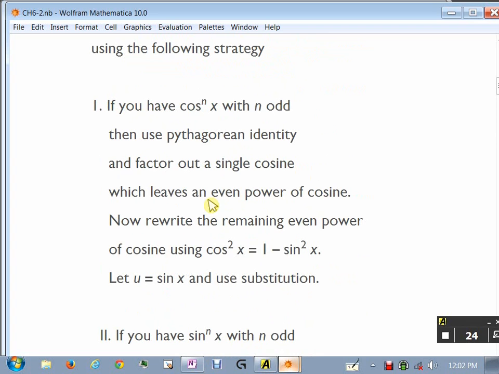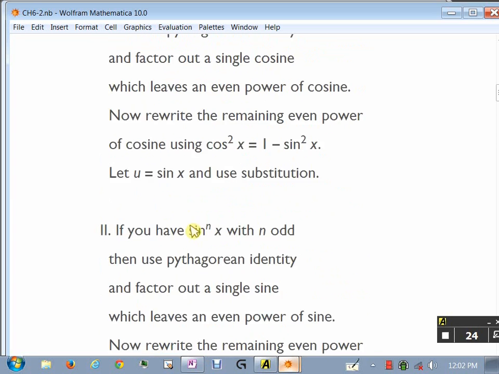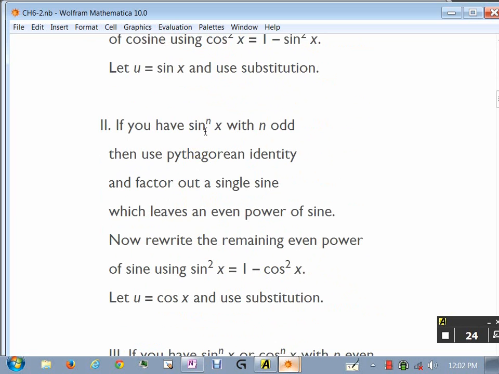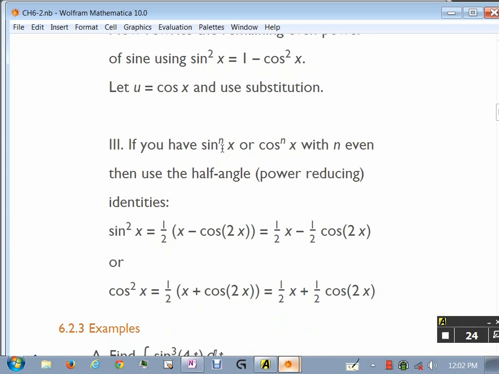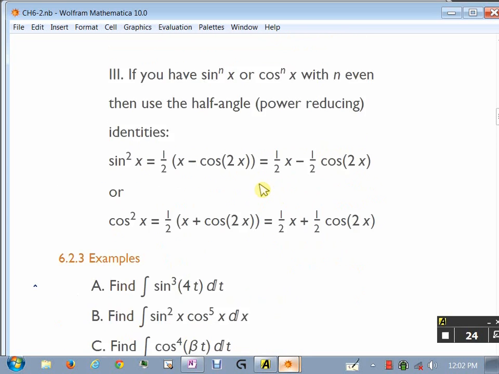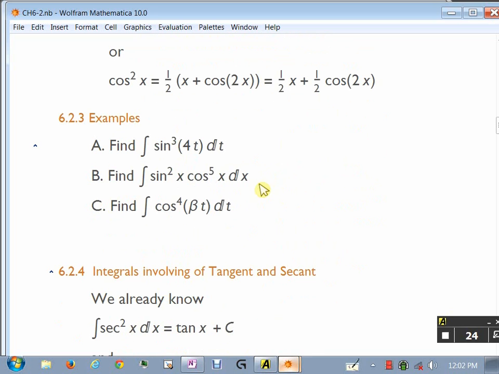If you have cosine with an odd power, then you do this. And I'm not going to read through that. When we actually do an example, I'll show you. I'll come back to this. The next strategy is if you have sine to an odd power. The next strategy is if you have sine or cosine to an even power. Then this is what you do. All right, so let's look at these examples, and we'll work through them. We'll go back to see which technique we're going to use and see how it goes.